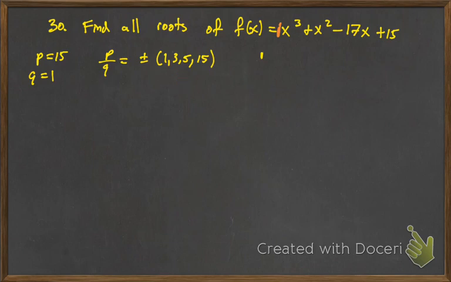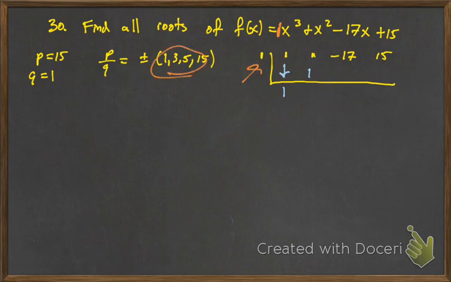Now, I can always check very quickly if 1 works by adding up the coefficients. So 1, 1, adding negative 17, adding positive 15, that's 0, so I know right there that 1 is going to work. So we're going to go ahead and do our synthetic division, write our coefficients, 1, 1, minus 17, and 15. And then we're going to try 1 out first. If 1 didn't work, then we'd go back to our list and try something else.